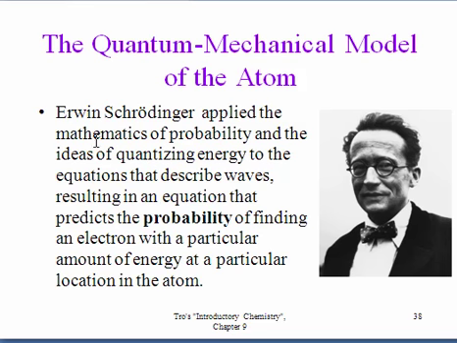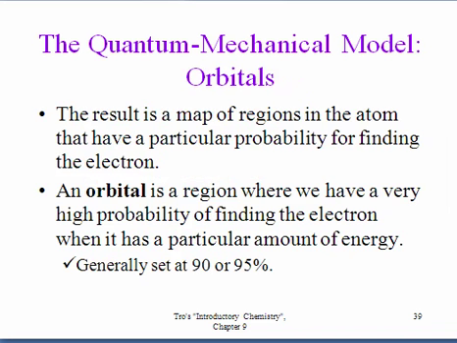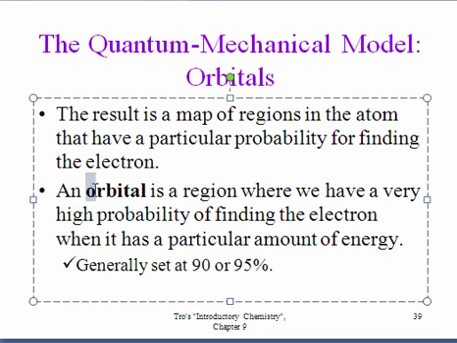So Erwin Schrödinger used some high-level mathematics, including probability and the ideas of quantized energy, and he applied this to what are known as wave functions, and what he ended up with was a probability of finding an electron in a particular location of an atom. And to this day, this is still how we look at electrons in atoms, as probabilities.